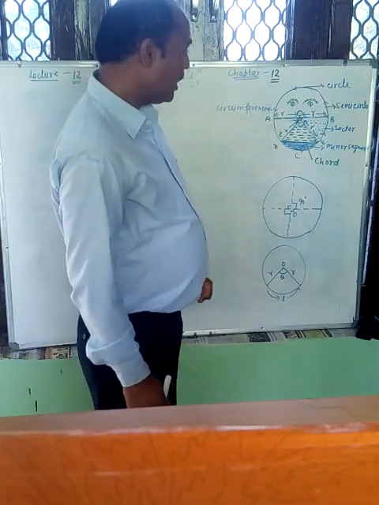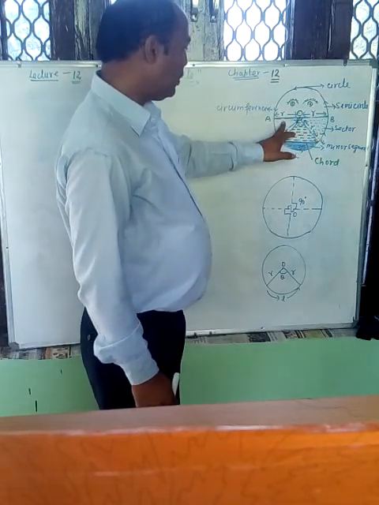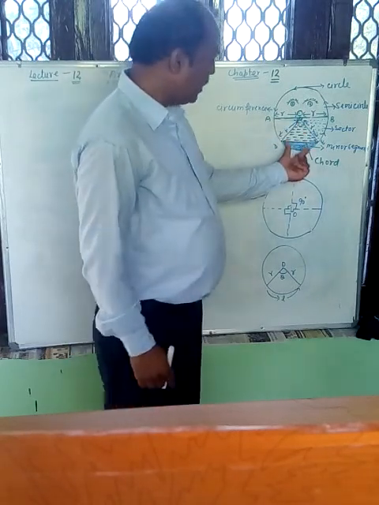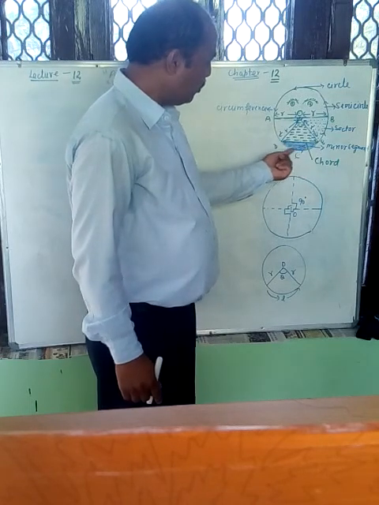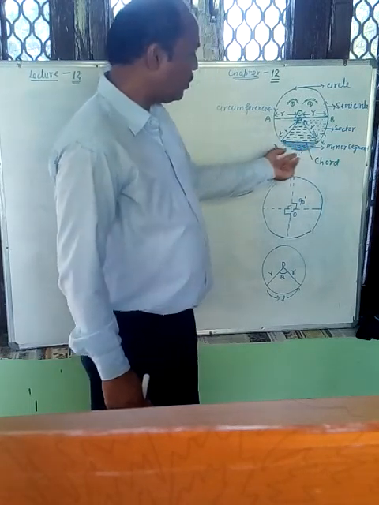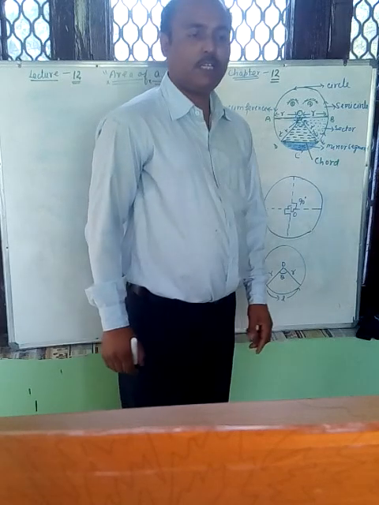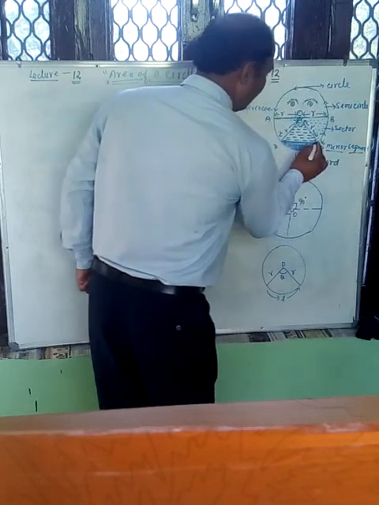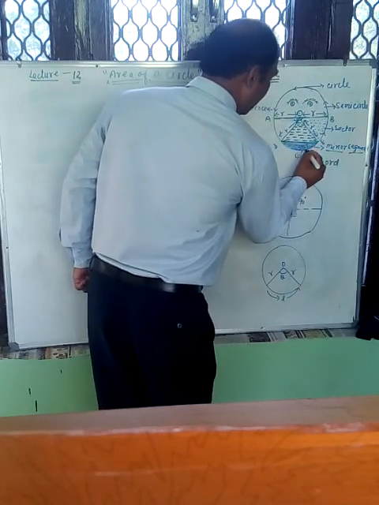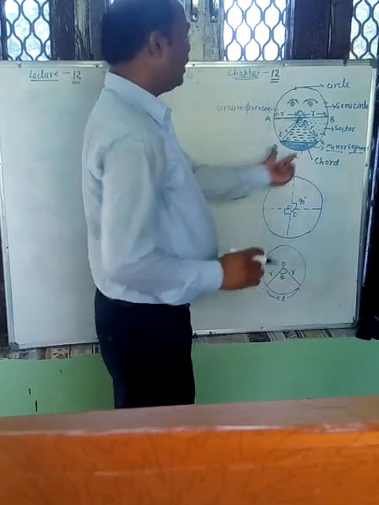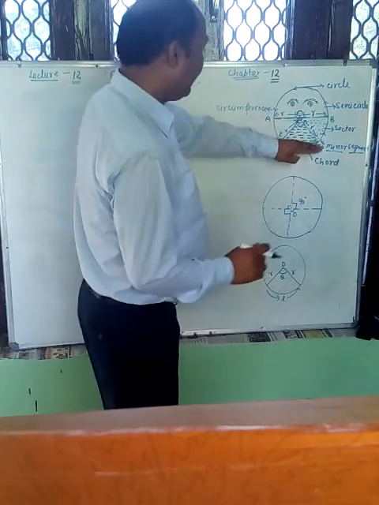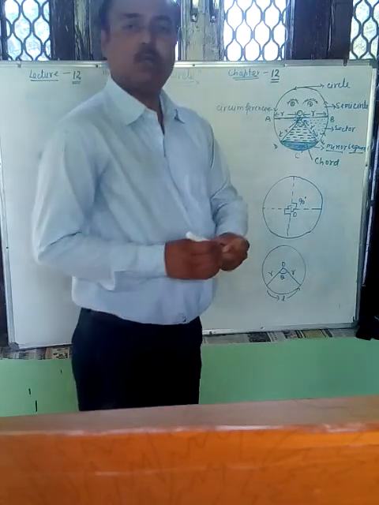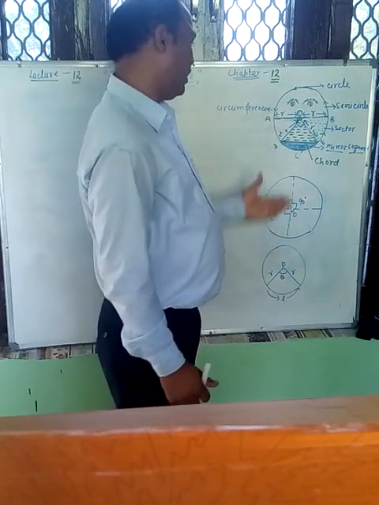Now here, this is a sector, this is also a sector, this is also a sector, and this part is also a sector. Now here is this blue portion. This blue portion, from here to here, is called the minor segment. And above this minor segment, this part is called the major segment.